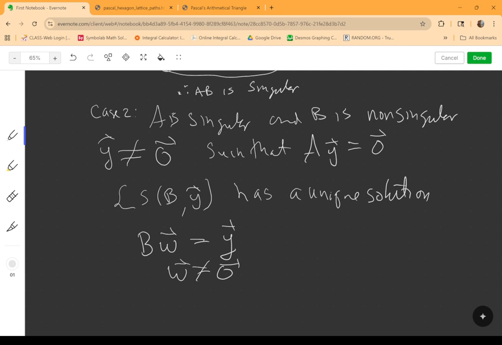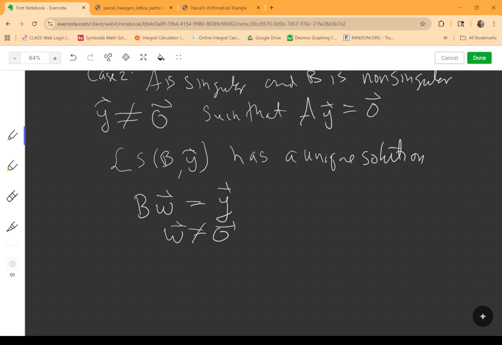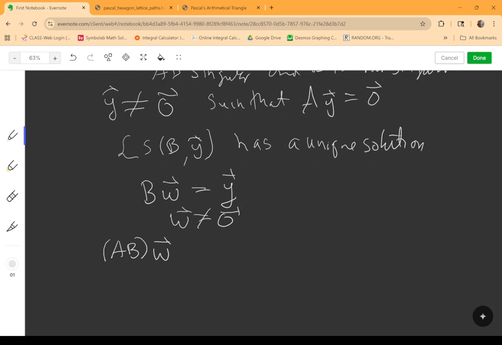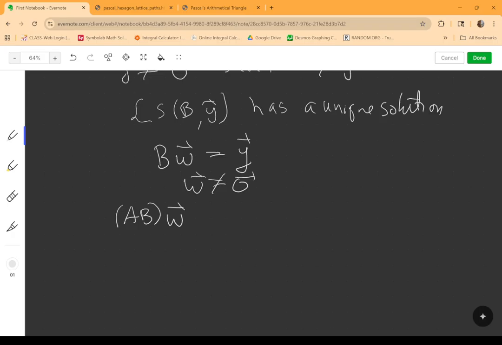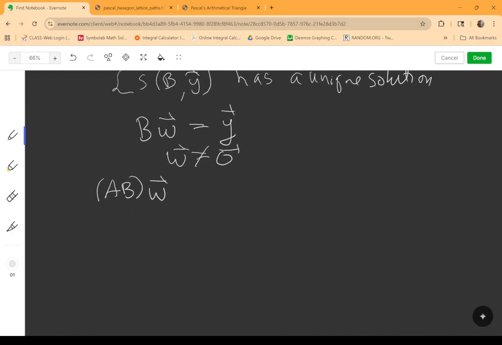All right, so with that in mind, let's start off with this operation here. What we have is AB times W. Now, W is not the 0 vector, and if I'm trying to show AB is singular, I would like to show that this quantity is in fact equal to the zero vector, meaning that there's a non-trivial solution, meaning that AB is singular. That's the thought process here.